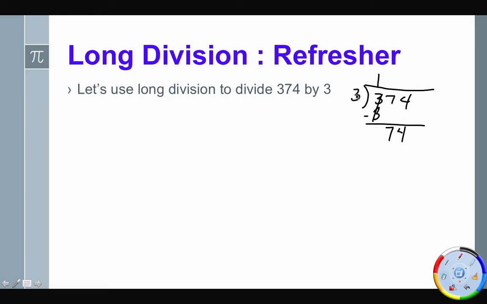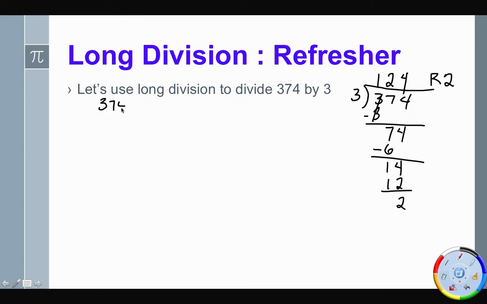Then you ask, how many times does 3 go into 7? 3 goes into 7 twice. 3 times 2 is 6. You do subtraction. 7 minus 6 is 1. Bring down the 4. How many times does 3 go into 14? It goes in there 4 times. 4 times 3 is 12. Subtract to get 2, and we would say that 374 divided by 3 is 124 with a remainder of 2. We would say this a couple different ways.